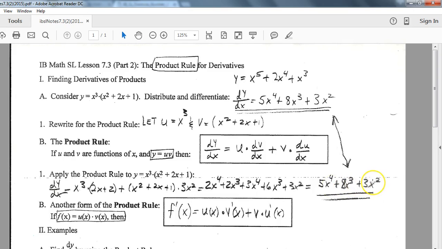And you can see, compared to what we had up above, if we went for the individual terms with distribution, you get the same answer. This is just a different approach.